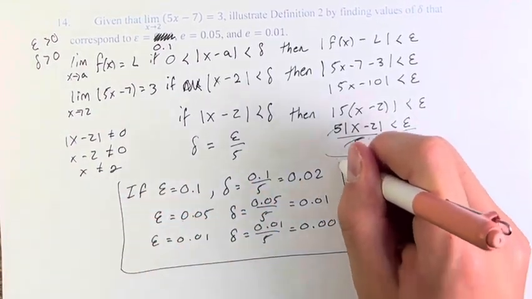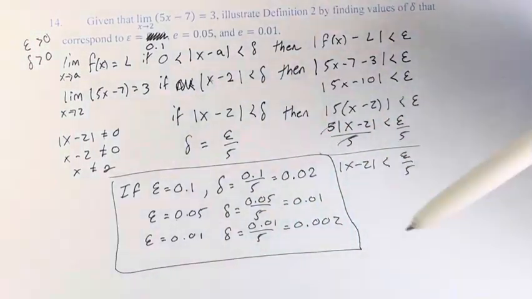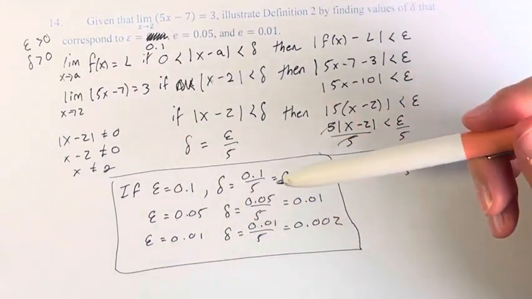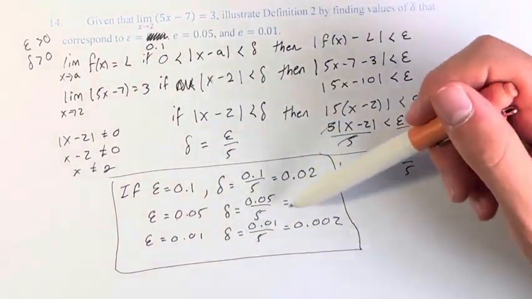So therefore, by finding the relationship between epsilon and delta, we were able to find the corresponding values of delta.